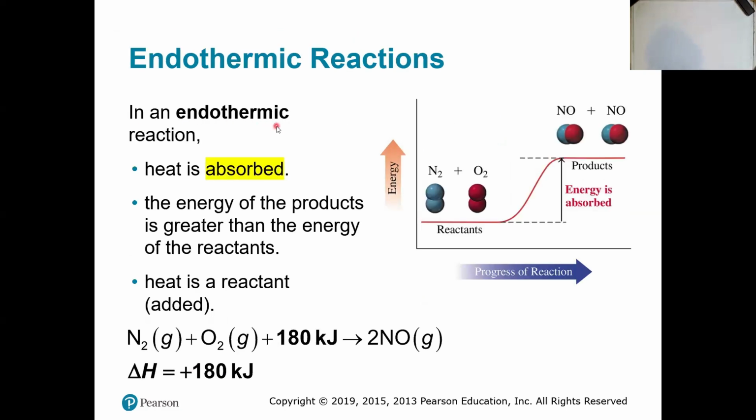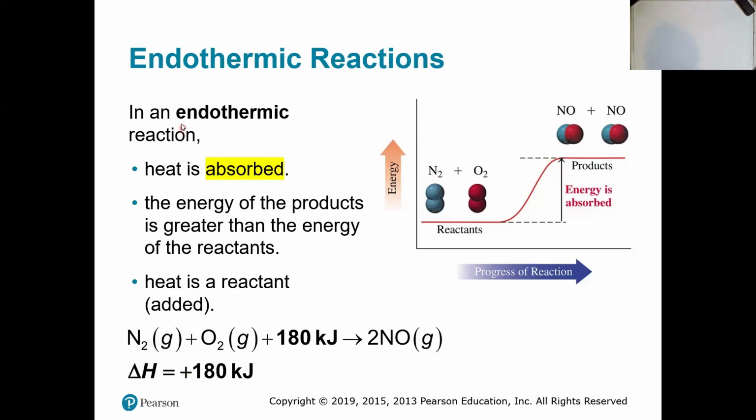When we have endothermic reactions, in these reactions, heat is going to be absorbed. When heat is absorbed, we're going to consider it to be a reactant. So when we're looking at a chemical reaction that's endothermic, we would write it out as nitrogen gas plus oxygen gas plus our 180 kilojoules of heat is going to produce two NO gases. So our heat value is on the reactant side.